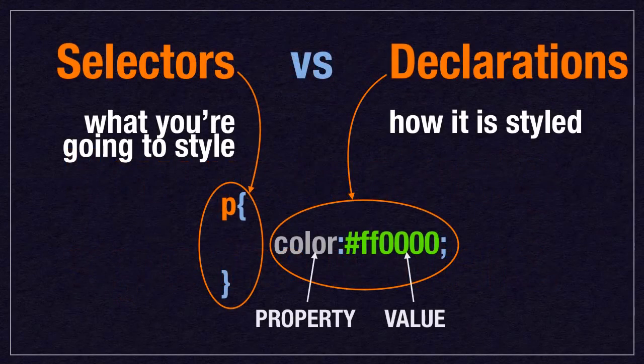So again, on the left there is our selector. That's what I'm going to style. And then there on the right is a declaration. Well, how am I going to style it? So remember, selectors say, well, what am I styling on the page? And then now our declarations tell us, do the actual styling. And that's broken down into properties and values.